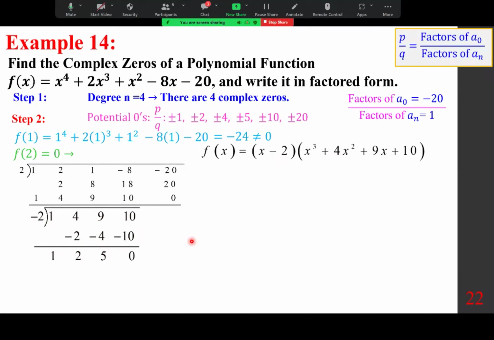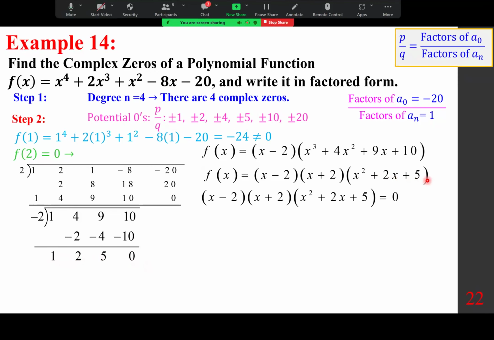So that means now we have f of x equals x minus 2 times x plus 2 times this, which is x squared plus 2x plus 5. Now, x squared plus 2x plus 5, can we factor it? No. Therefore, we go with the quadratic formula. Okay?